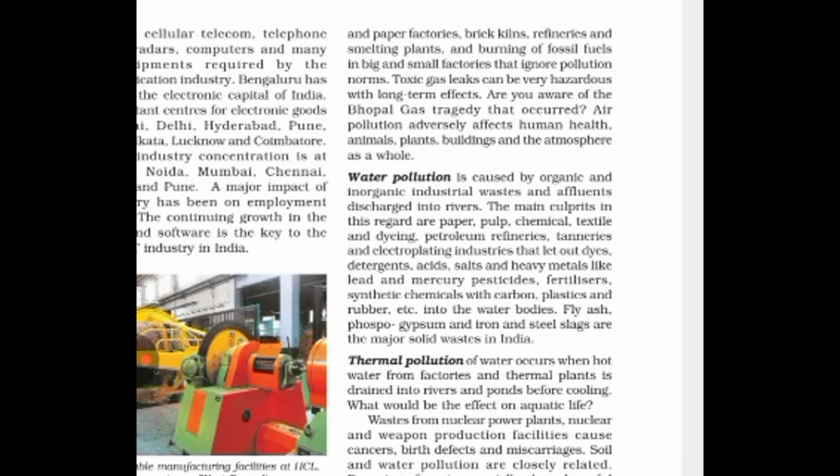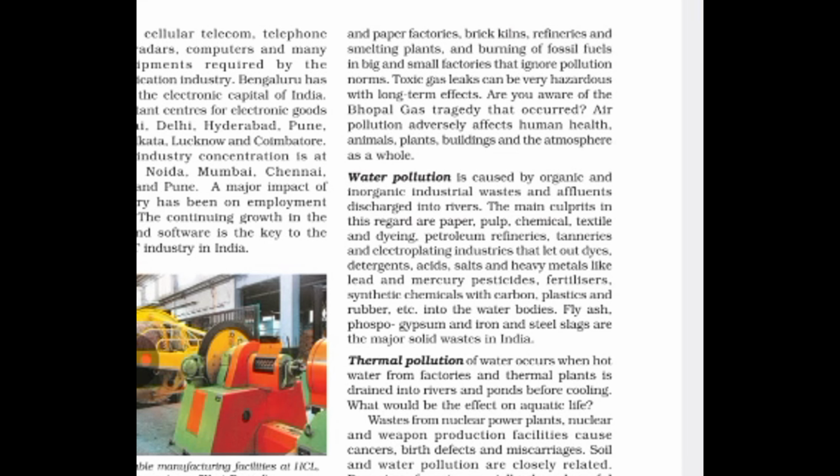Now, water pollution. The Ganga is a very good, major example of industrial pollution, industrial effluents being let go in the water. Organic and inorganic industrial waste and effluents discharged into the rivers have led to not only water pollution but also soil pollution. On the banks of the rivers, you can see how much soil is wasted because of the pollution. Then we have thermal.